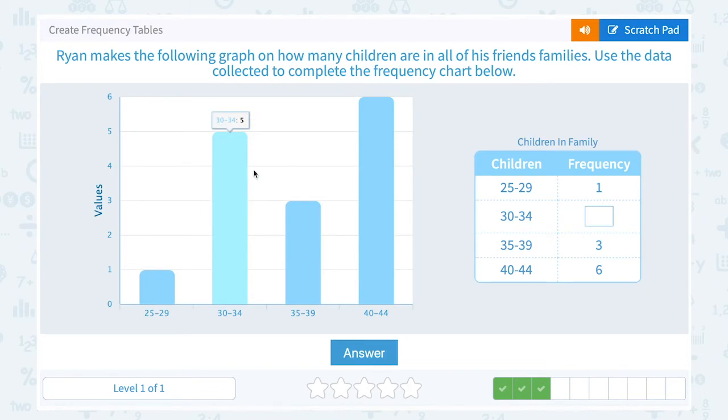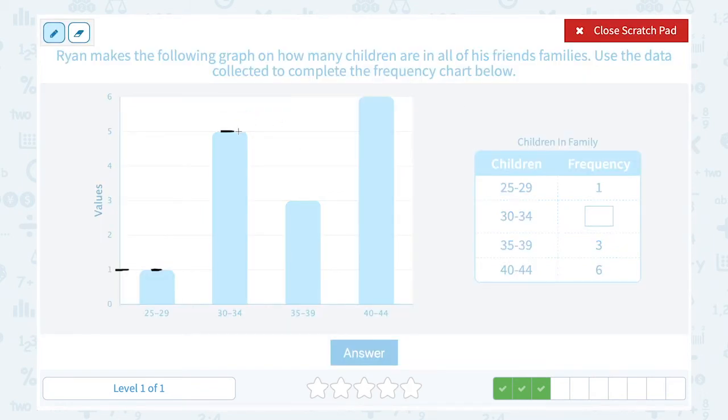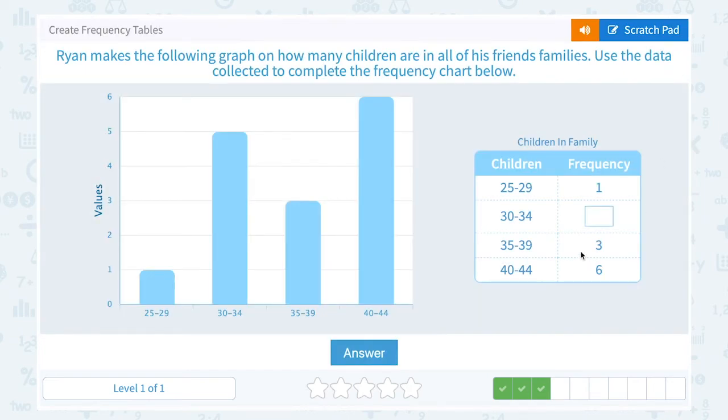Okay, well, 30 to 34 is right here. So if we look at the top of that bar in our bar chart and we read across to the Y-axis, we can see that that reaches up to a value of 5. So the frequency would be 5.